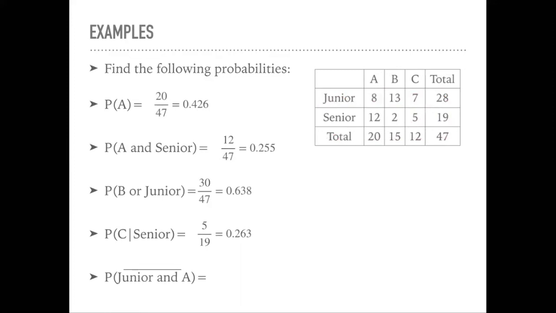All right, final one. What's the probability of not selecting a junior that got an A? So basically, we're saying everything except for the juniors that got an A. So we could look at it as add all of those up and divide by 47, or we could look at 1 minus 8/47. Either way you look at it, you can do it. So you could have 39/47, or you could write it as the decimal form as well.